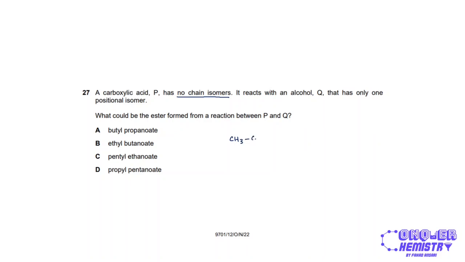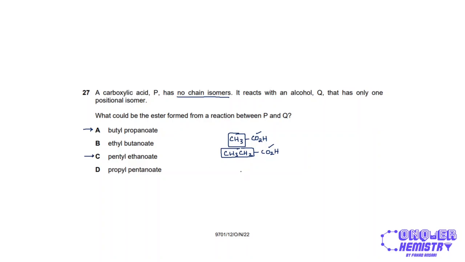ethanoic acid that has no chain isomers, or we could have propanoic acid, because there is no possibility of creating side chains in these situations. You can only create side chains from the carbon atoms that are other than the one in the carboxylic acid group. So when you have just one carbon atom in the alkyl group, or you have just 2 carbon atoms in the alkyl group bonded to the CO2H, you cannot make side chains. So these are the only 2 options available for us. So that means we're left with option A and option C.